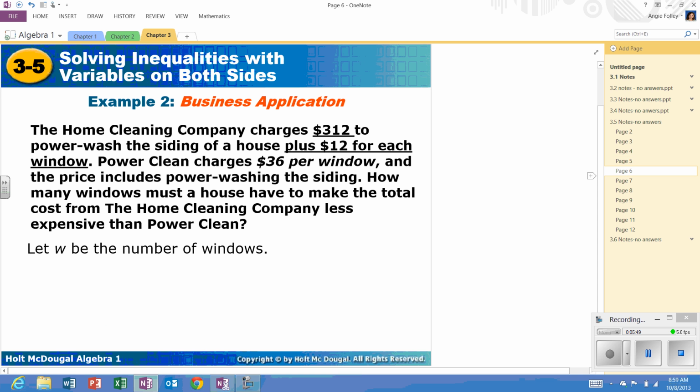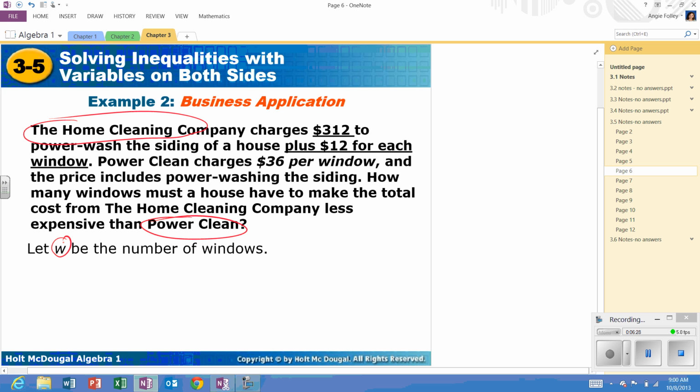All right, so now we're going to try a word problem. So bear with me. The home cleaning company charges $312 to power wash the side of a house, but they also charge $12 for each window on top of that. The other company, Power Clean, charges $36 per window, and the price just includes power washing the siding. So we want to figure out how many windows must a house have to make the total cost from the house cleaning company, the first one, less expensive than the second company. And we're going to use W as our variable for the number of windows.